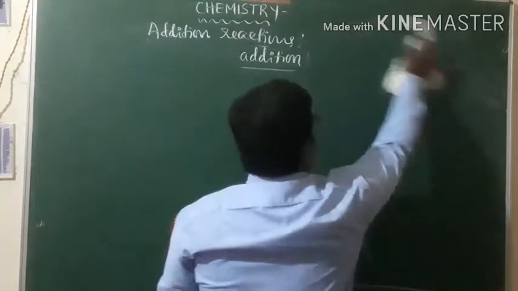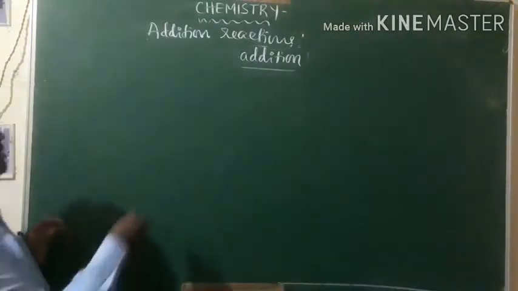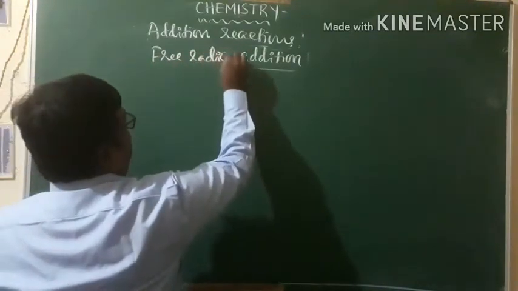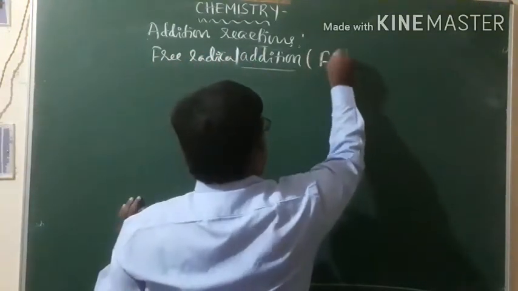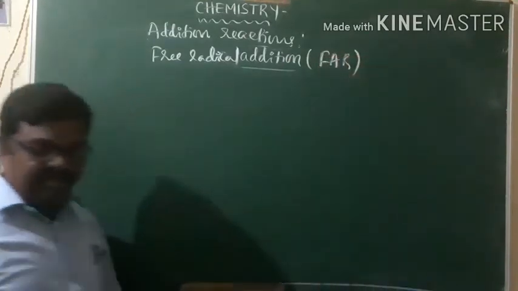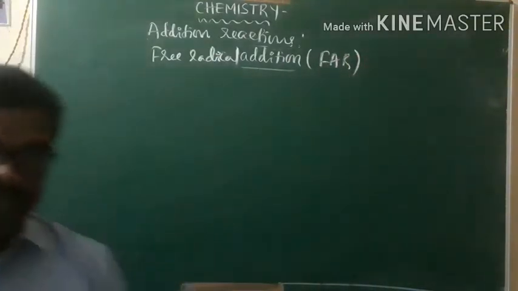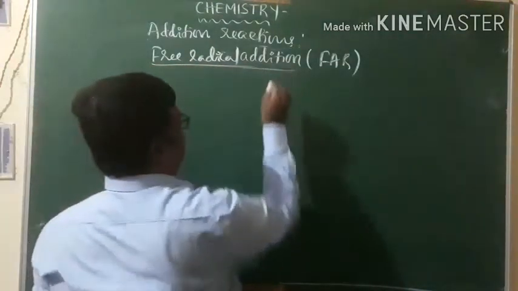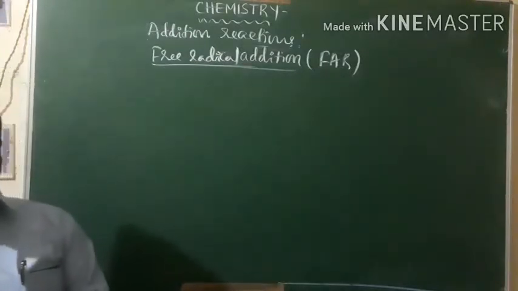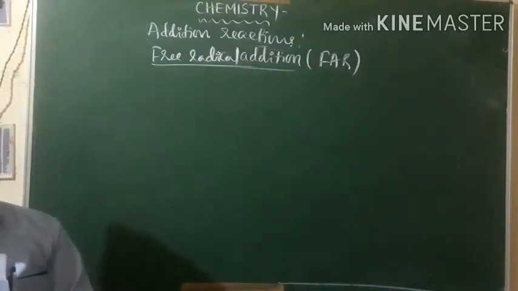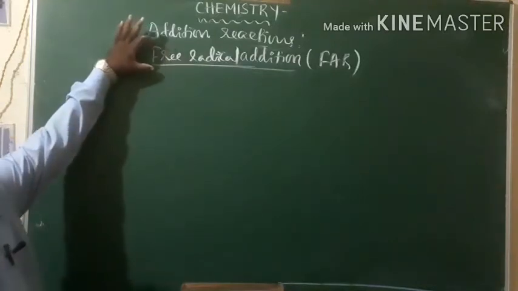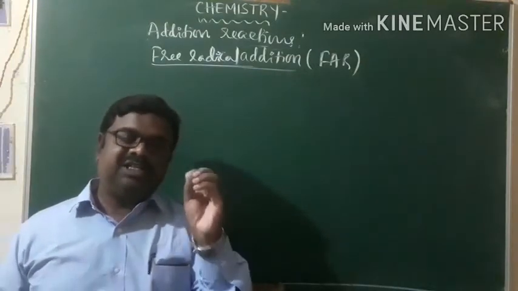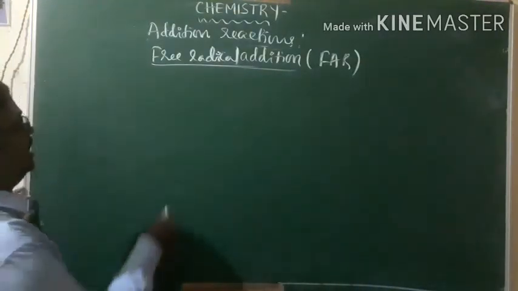Let's see that. Yes, it is free radical addition reactions, or you can abbreviate it as FAR, no problem, right? If the addition reaction is initiated by the free radicals, the atoms or group of atoms containing an odd electron, they are called free radicals. If the addition reaction is because of the free radical, then such types of addition reactions are called free radical addition reactions.